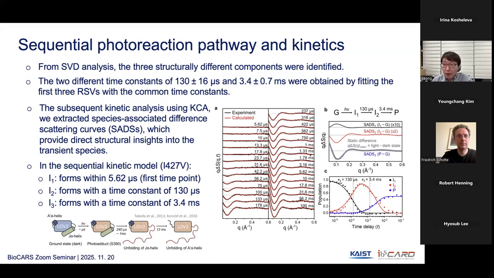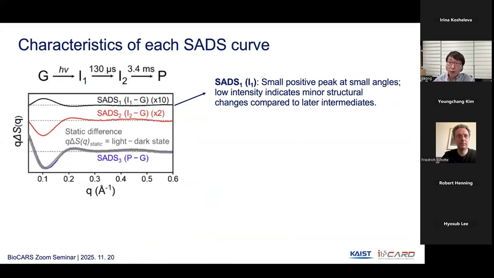For the mutant, I1 forms within 4.62 microseconds, I2 forms within 130 microseconds, and I3 forms within 3.4 milliseconds. And this sequence shows how LOV2 transitions from its initial state to the light-induced photoproduct. To discuss the structural features of each intermediate, we first examine the SAS curves.